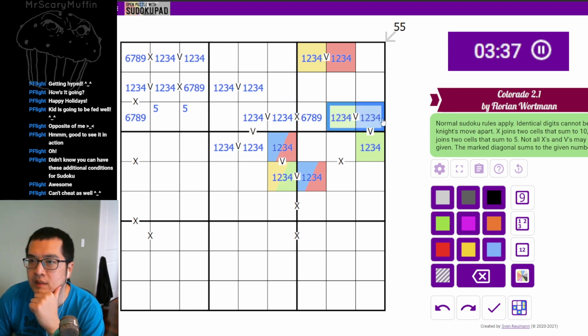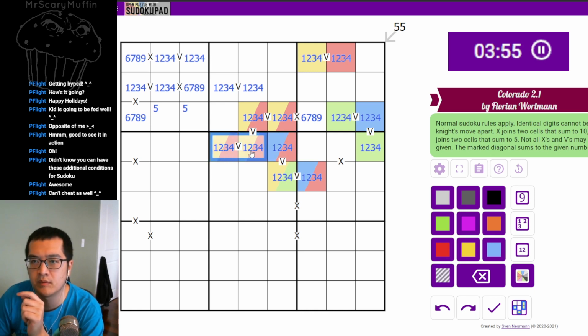These two can't be the blue-green. So these two must be the red-yellow pair, which means this is a red-yellow. Aha! Yes, okay. So these are red-yellows. This one cannot be a red, because now we have both the... So one of these has to be red, so this one cannot be red. Therefore this is actually the blue-green down here.